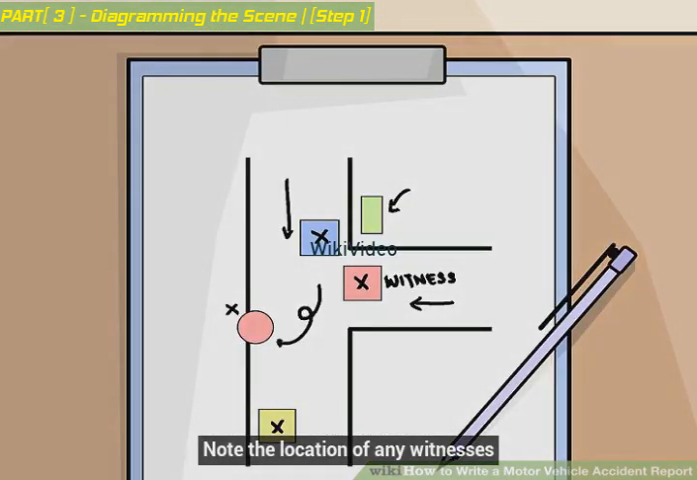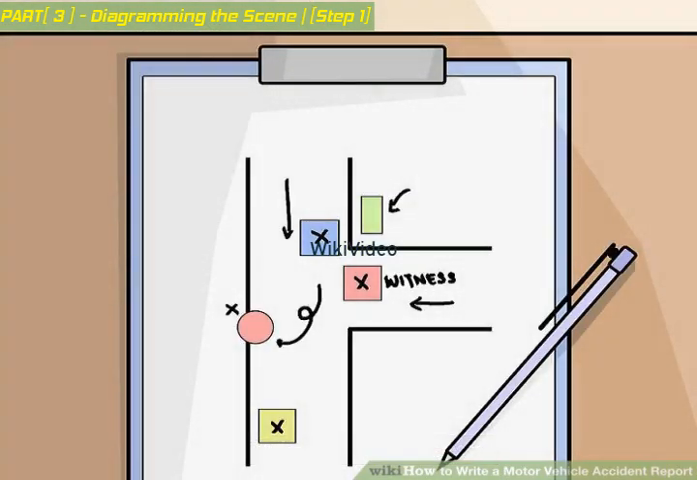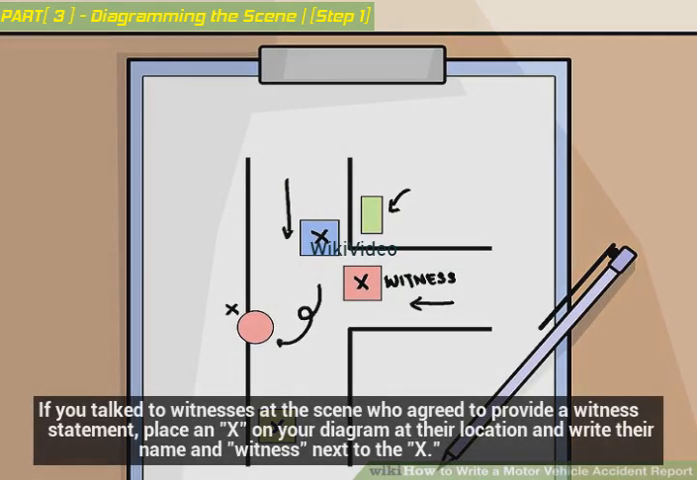Note the location of any witnesses. If you talked to witnesses at the scene who agreed to provide a witness statement, place an X on your diagram at their location and write their name and witness next to the X.